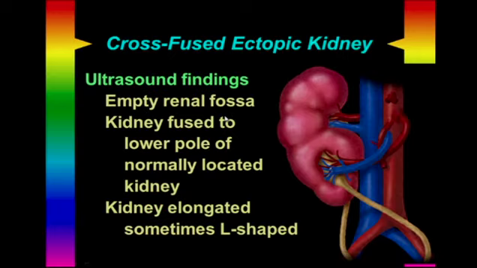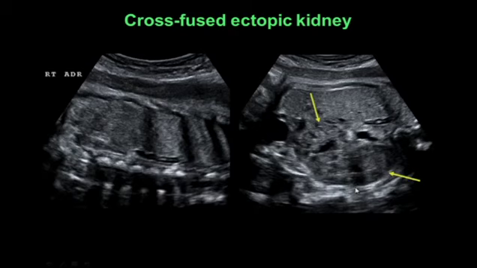With cross-fused ectopia, the kidney on one side has fused with the lower pole of the contralateral kidney, so both kidneys are on the same side, or both kidneys are connected. The kidneys are usually fused at the lower pole, and they may take a right turn, so they may be L-shaped, or it just may be a particularly long kidney. So here's an example of a cross-fused ectopic kidney.